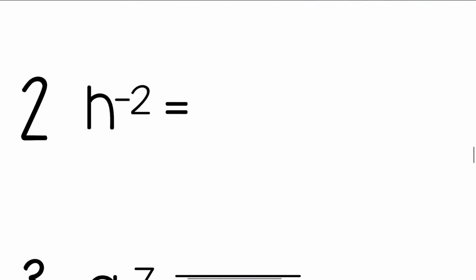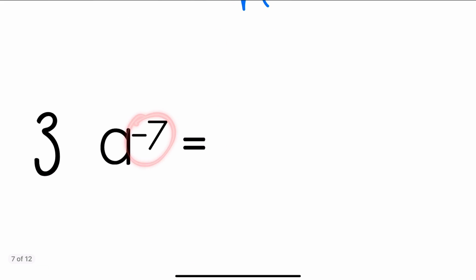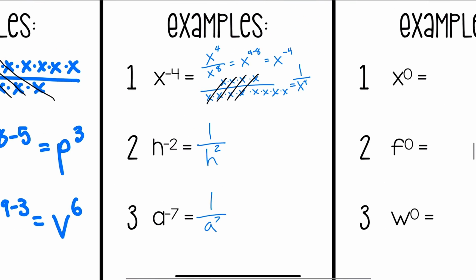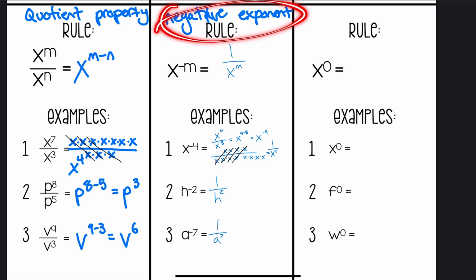We got number 2. That's an h to the negative 2 power. So we're going to change it into a fraction with our base at the bottom, but make sure to make that exponent positive. All right, number 3 is going to be similar. We have an a to the negative 7, so we want it to be a fraction with our base at the bottom and a positive exponent at the bottom as well. This one's kind of weird, but the main thing is that if you have a negative exponent, you're going to end up having a fraction that looks like this.